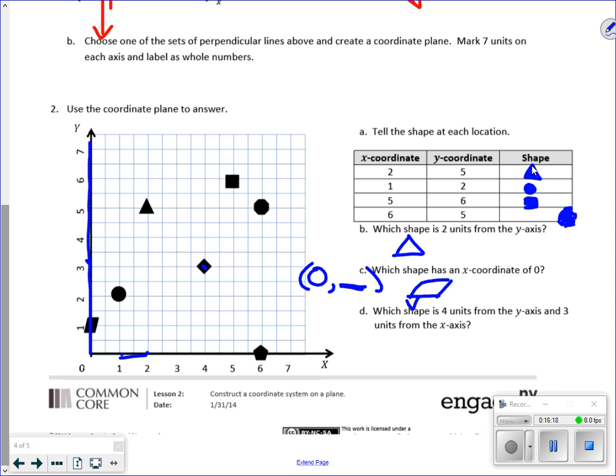So some people have a tendency to do it backwards and go, oh, from the Y, okay, it's over here. Over here. And they pick the totally wrong shape. Because it is a hard concept.